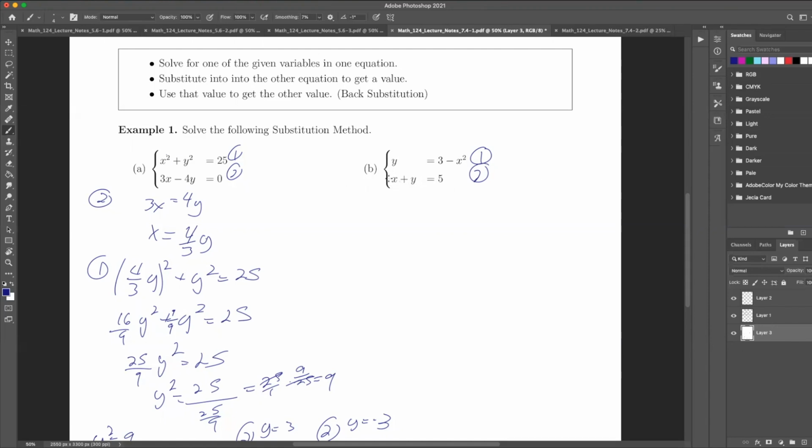So let's look at this one. In this case, I'm going to solve this one. Well, actually, we already have one solved. One's already solved, so let's just plug it in. So I'm going to plug 1 into 2. It's already done. So it's x plus 3 minus x squared equals 5. And so when I do this out, I get minus x squared plus x plus 3 equals 5.